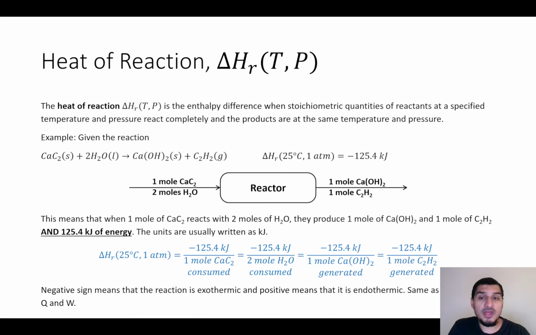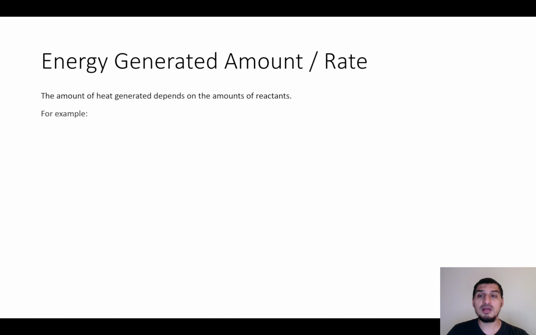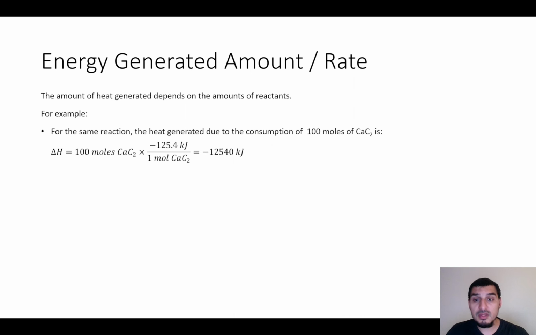So if I have, let's say, 1000 moles of calcium carbide reacting with 2000 moles of water, how much energy? Of course, the energy is going to be multiplied by the number of moles. So if we want to get the total energy generated, or the rate of energy generated, then it's going to be multiplied by the number of moles. So delta H equals, if I have 100 moles of calcium carbide, 100 moles multiplied by this negative 125.4 kilojoules per 1 mole of calcium carbide. This gives us the total energy produced from the reaction.